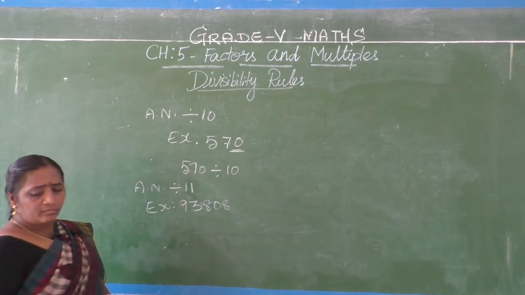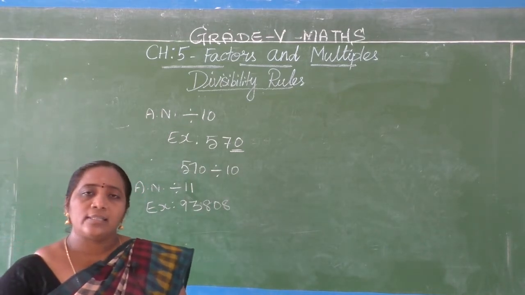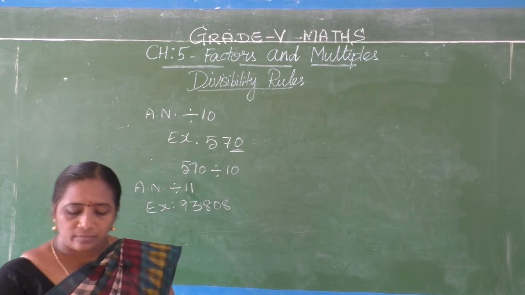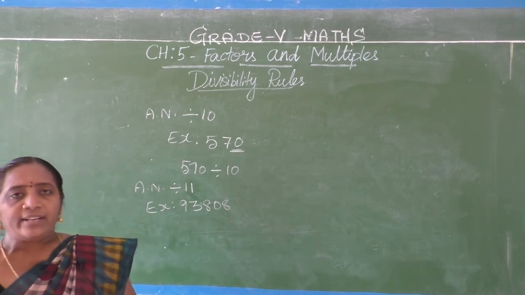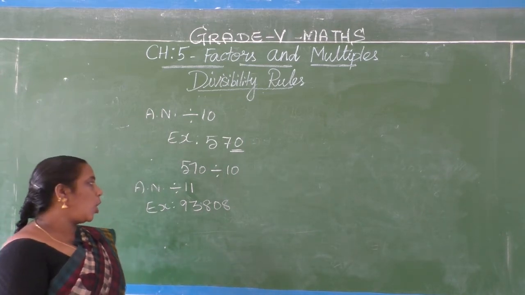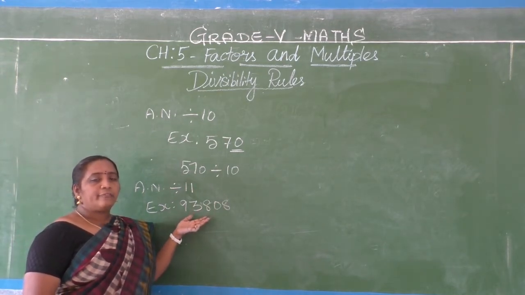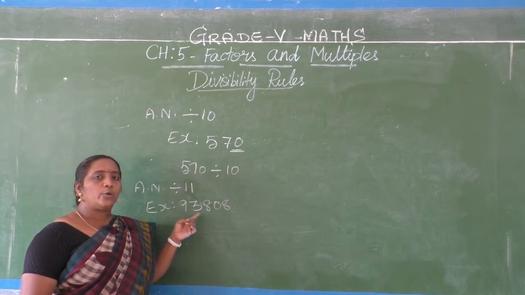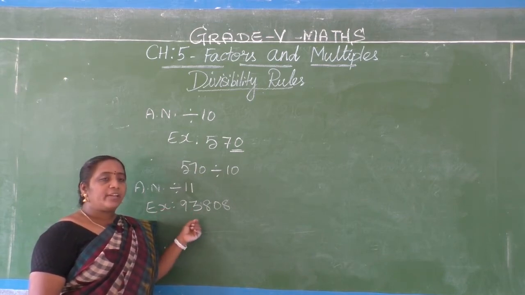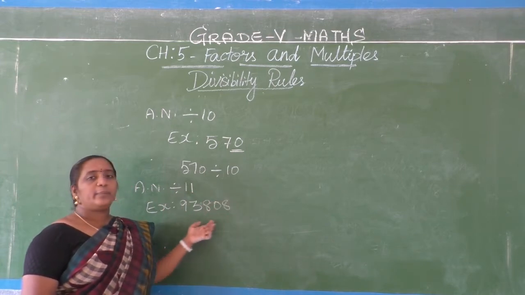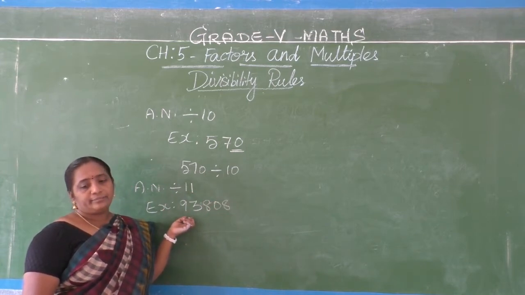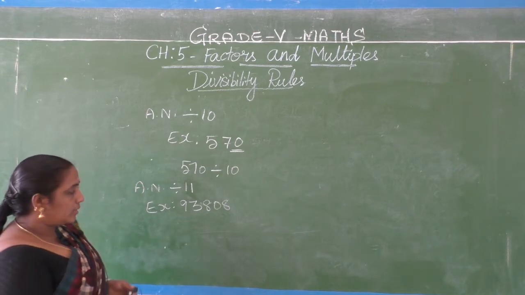93808. So what is the rule for 11? The difference between the digits in the odd places and the even places is 0 or divisible by 11, which means this whole number will be divisible by 11. Okay.